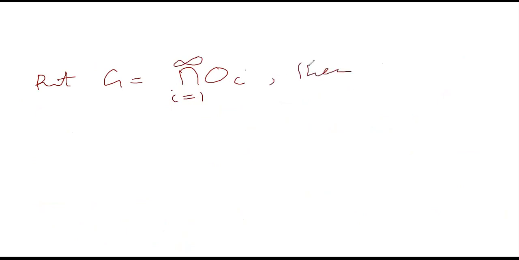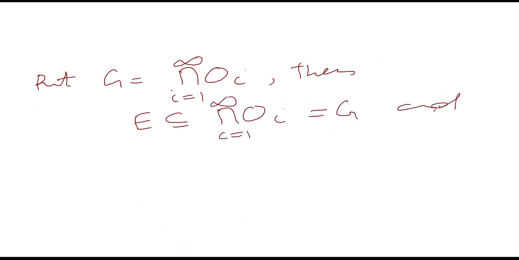Now we define the set. Put G equal to the intersection of O_i, i runs from 1 to infinity. Then E, which is a subset of each O_i, is therefore a subset of the intersection of O_i, i runs from 1 to infinity, which is equal to G. And let's find the Lebesgue measure of G minus E. What will be this Lebesgue measure of G minus E?